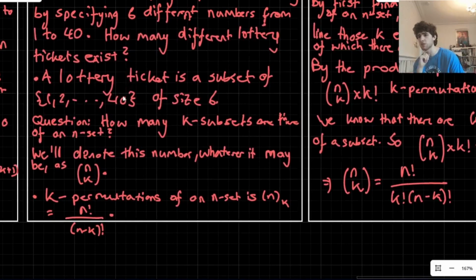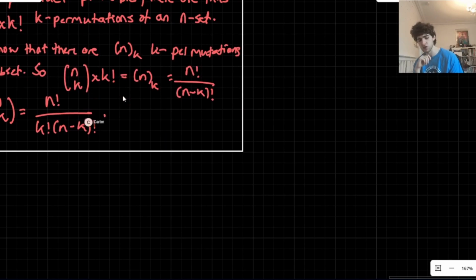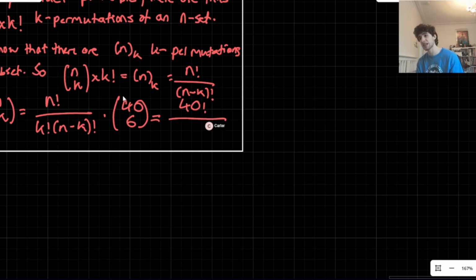So in our example, we wanted to find the number of subsets of size 6 of a set of size 40, so that's the number of lottery tickets. What we do is 40 choose 6. This number will be quite large, as you'd probably imagine. It's 40 factorial, which is insanely large, then you're dividing that by 34 factorial, so you're cutting off a lot of that large stuff, and then multiplying by 6 factorial.